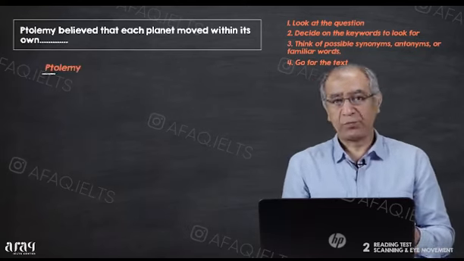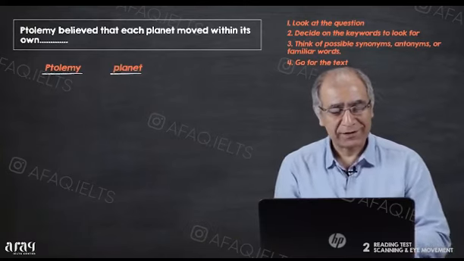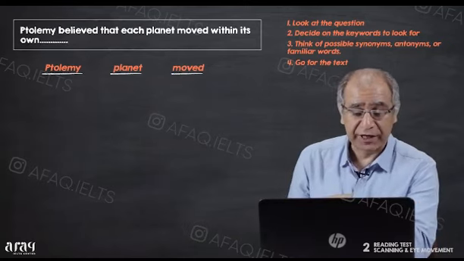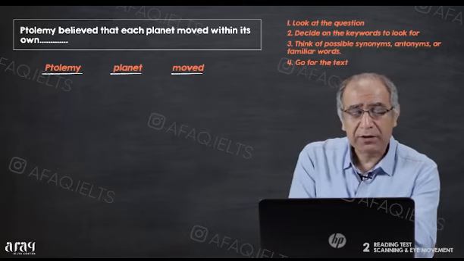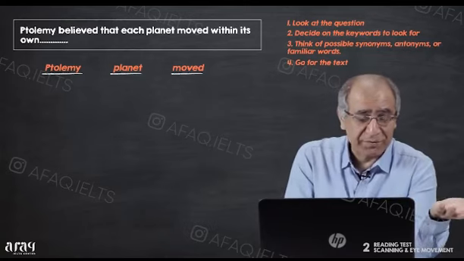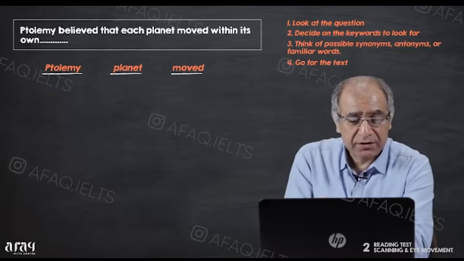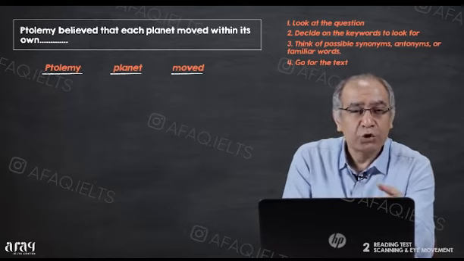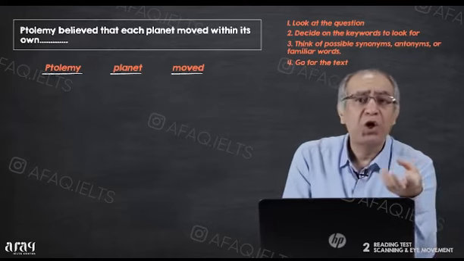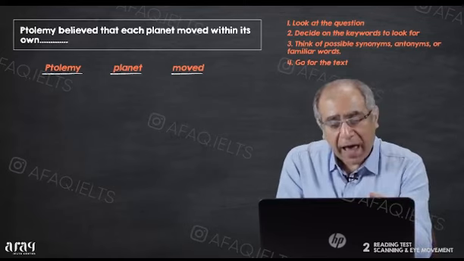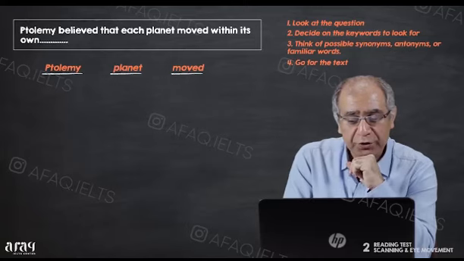Here the words Ptolemy, planet, and moved are the keywords in the question actually. Why? Because Ptolemy is a name. And it is impossible to change because you don't change names of people. The other word is planet. You know, planet again is a word that you do not usually find a synonym for. No, of course there could be synonyms like celestial bodies or things like that, but usually mainly the word planet could be found in the text. So Ptolemy and planet are two of the words which we could find.